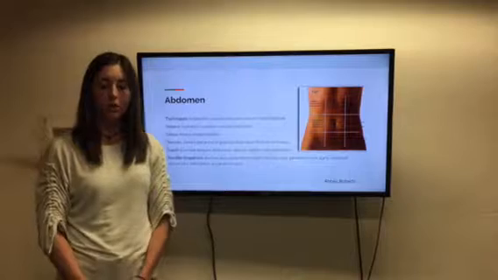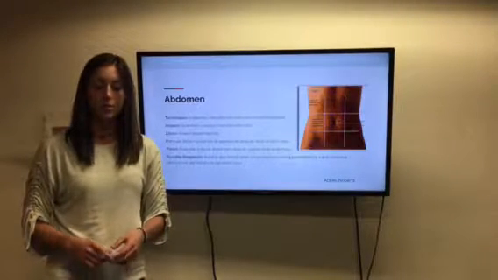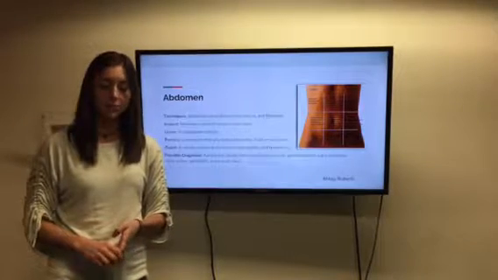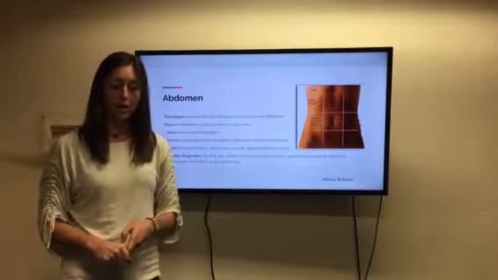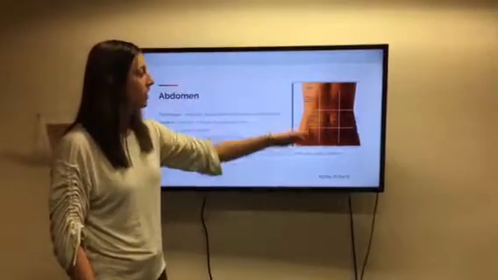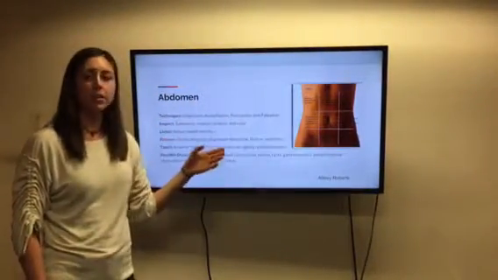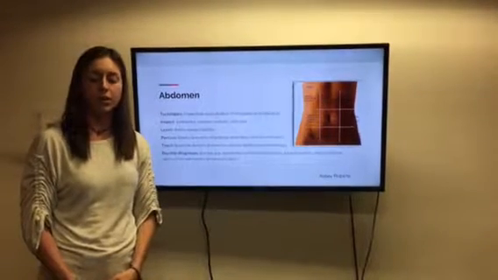Lastly, the abdomen. We're looking at inspecting for symmetry, contour, texture, and color using all 4 techniques. And as you can see, each kind of section of the abdomen can be used to diagnose a different deficiency or condition.